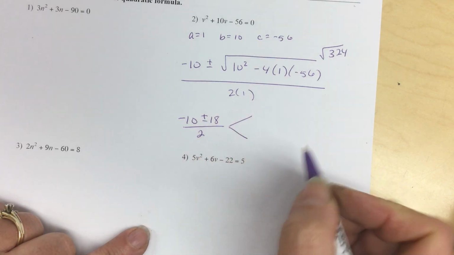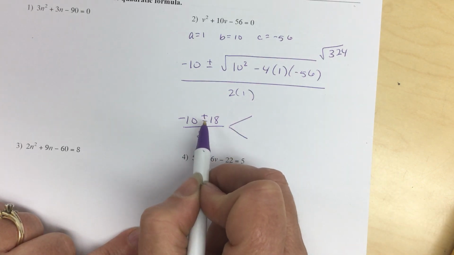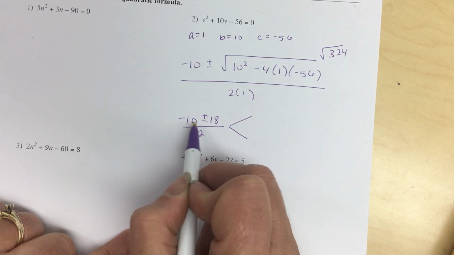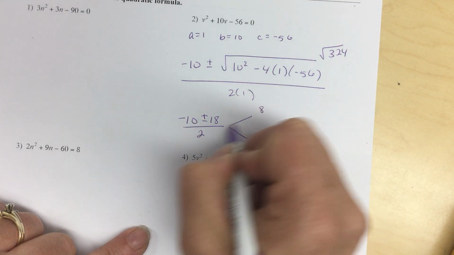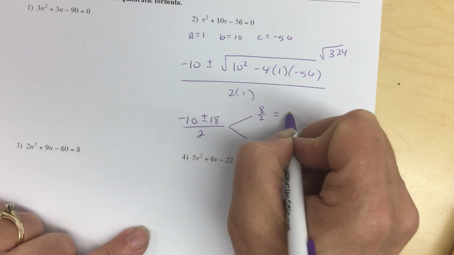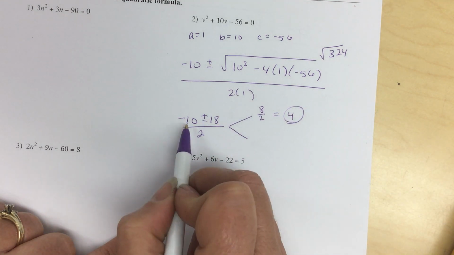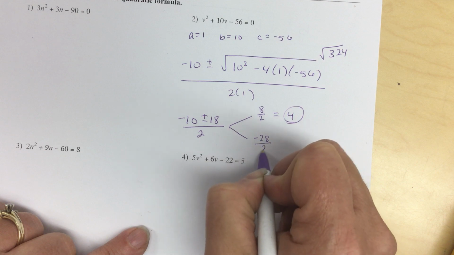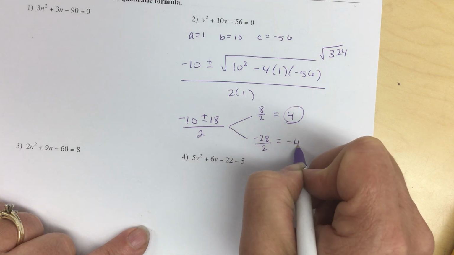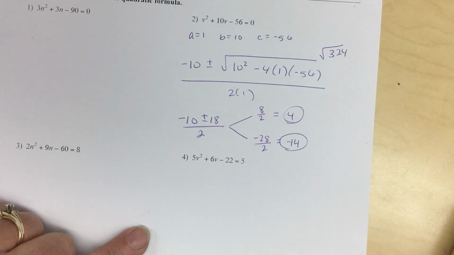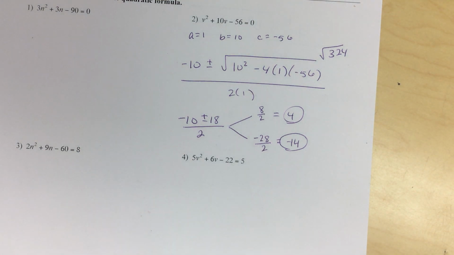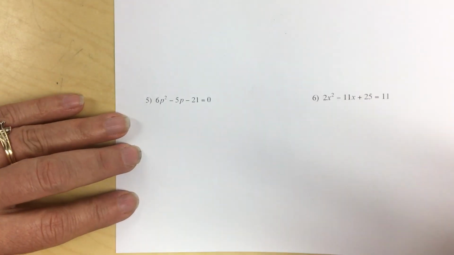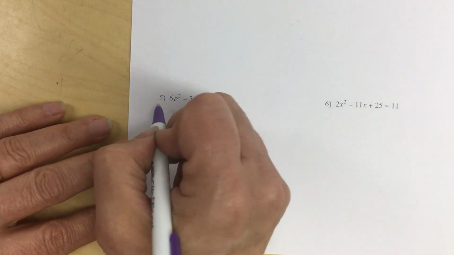So we're going to get two answers. It's plus and minus, so we're going to start with plus. Negative 10 plus 18 is 8, and then divided by 2 gives us 4. That's our first answer. Negative 10 minus 18 is negative 28. Divided by 2 gives us negative 14. So I want to make sure I do one with a negative for the b.